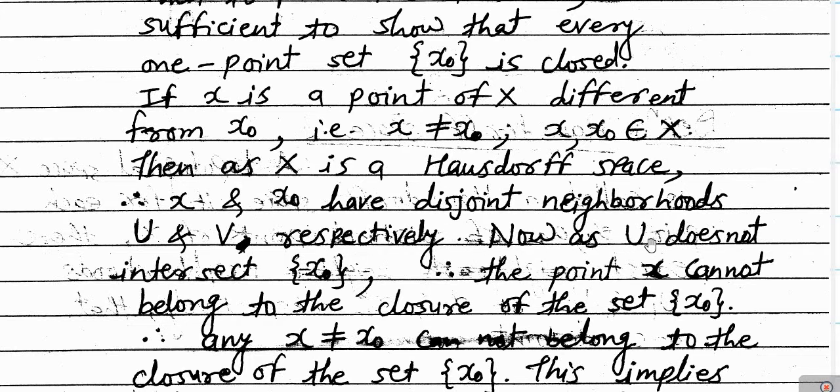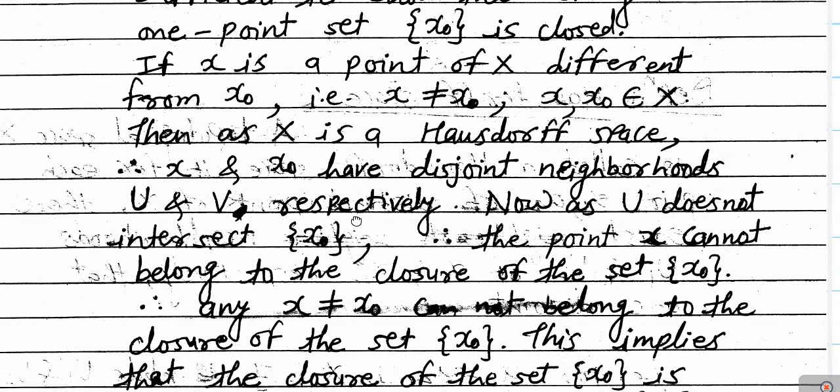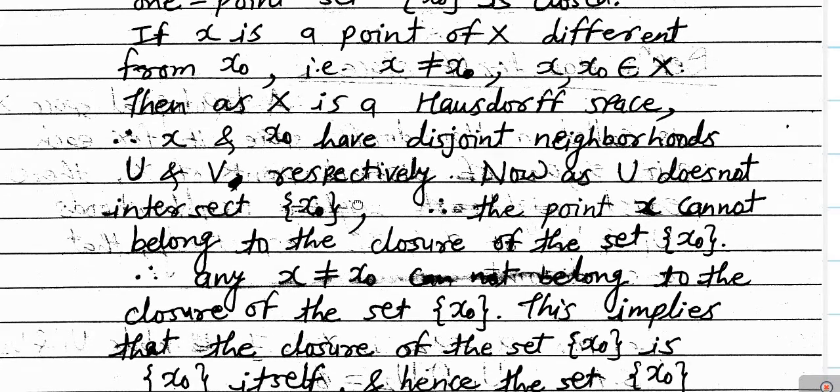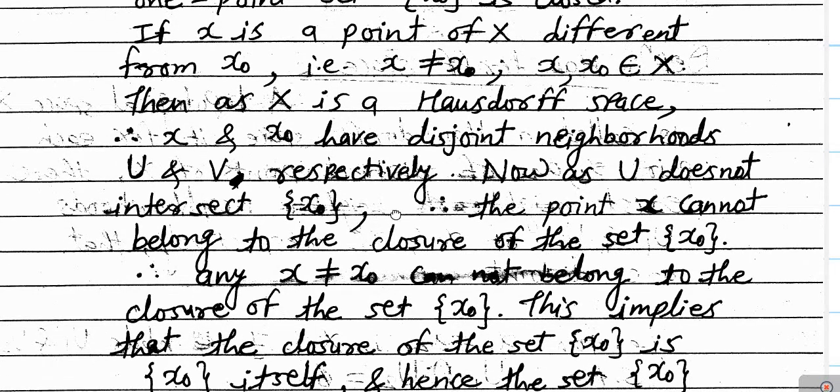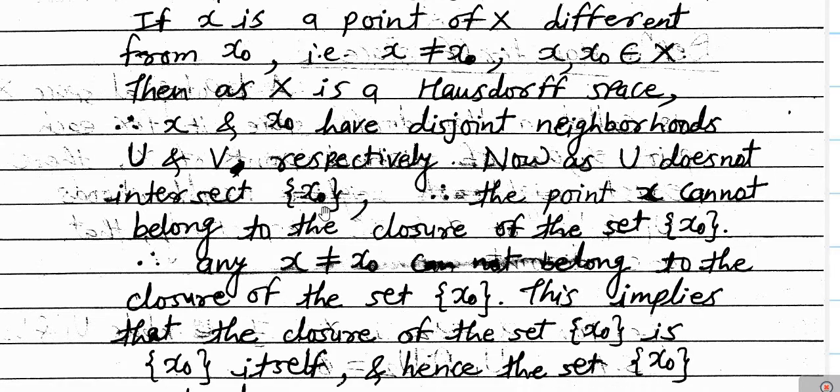Now, as U and V are the neighborhoods of x and x0, and x and x0 are distinct points, therefore U will not intersect V, and since the singleton set {x0} is a subset of V, U does not intersect the singleton set {x0}. Therefore, the point x cannot belong to the closure of the singleton set {x0}.